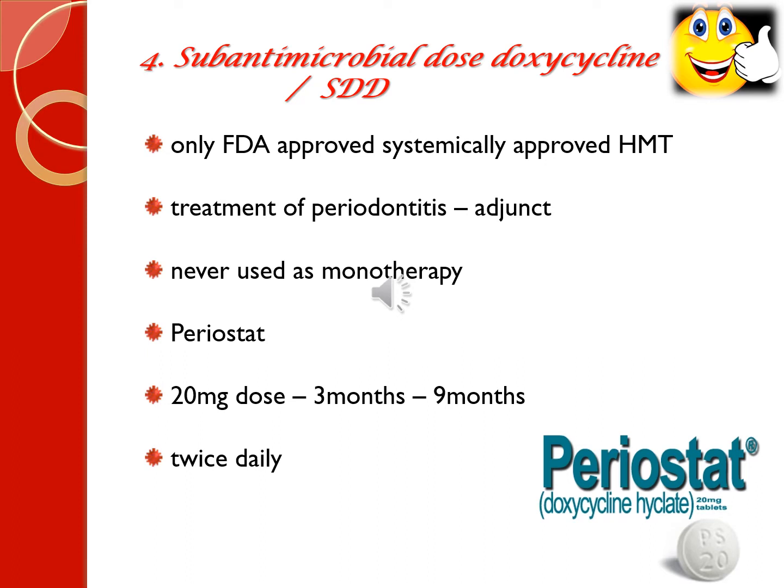The trade name of sub-antimicrobial dose doxycycline is Periostat, which is given in a dose of 20 milligrams for a period of 3 to 9 months, twice daily. Of course, this is not commercially available in India as yet, but this is what has been given: Periostat 20 milligram dose, 3 to 9 months duration, twice daily, without any of the side effects. We'll see that in the next slides.